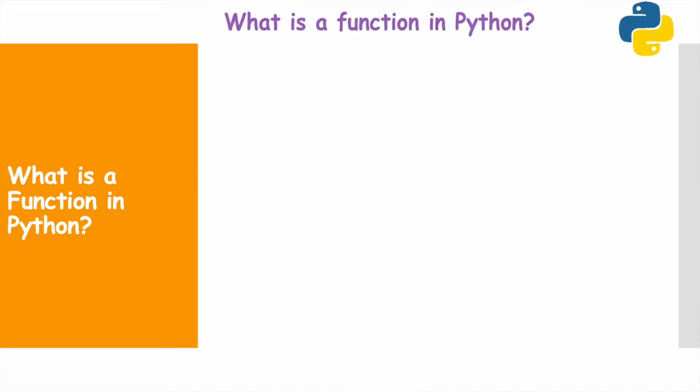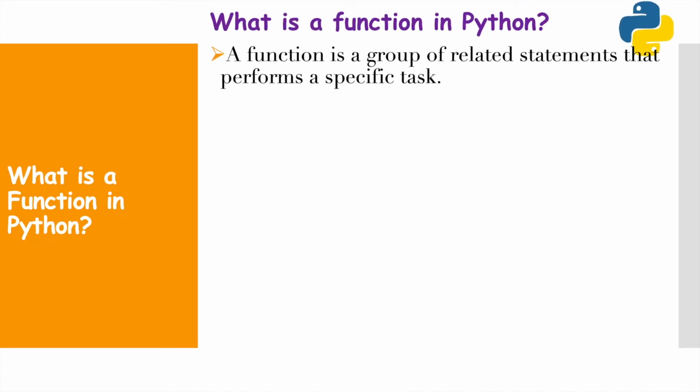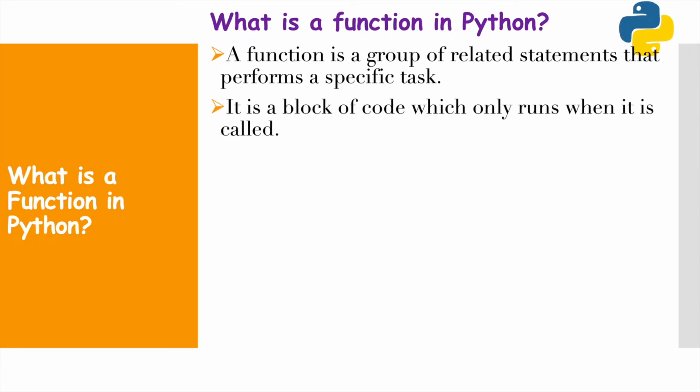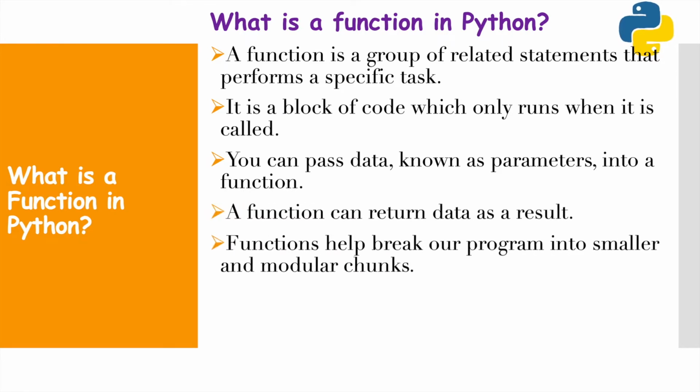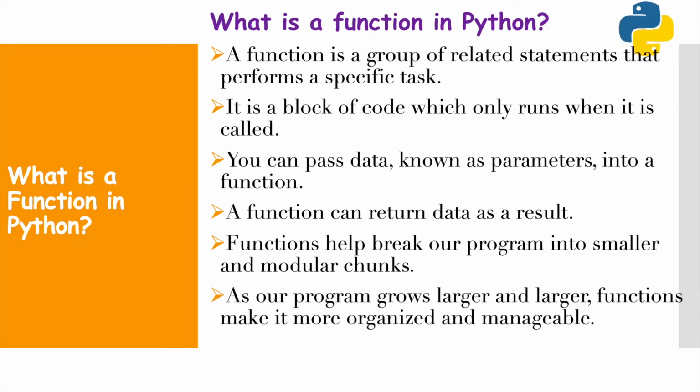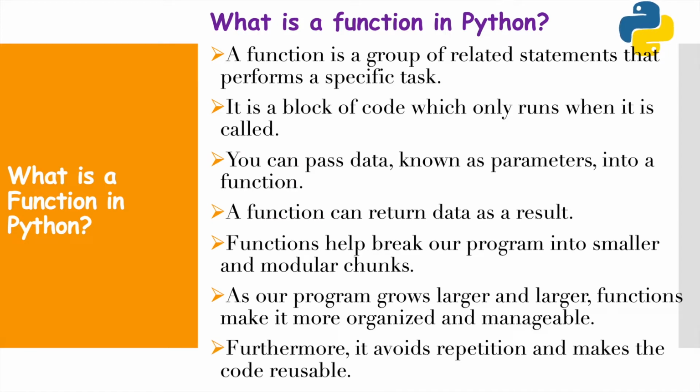Now let's see what is a function in Python. So a function is a group of related statements that performs a specific task for you. So it is a block of code which only runs when it is called, and you can pass data to it, which are known as parameters, into the function. A function can return data as well, which is known as the result. And functions help to break a program into smaller and modular chunks. And as a program grows larger and larger, functions make it more organized and manageable. And furthermore, it avoids repetition and makes the code reusable.